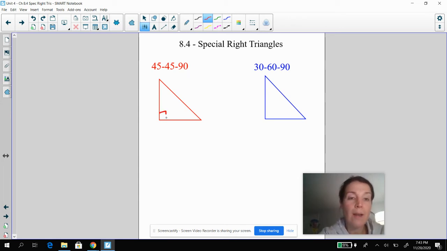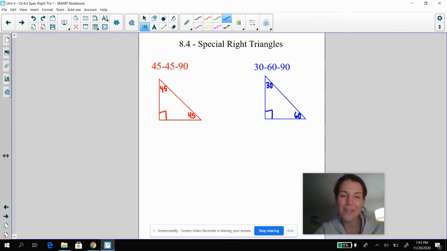Okay, the reason why it's a 45-45-90 triangle, you smart, you figured it out. We know that we've got a right angle here. That is our 90 for both of them. In a 45-45-90 triangle, it's a nice little isosceles triangle, so our two angles are going to be 45. And then in a 30-60-90, also these stand for the angle measurements.